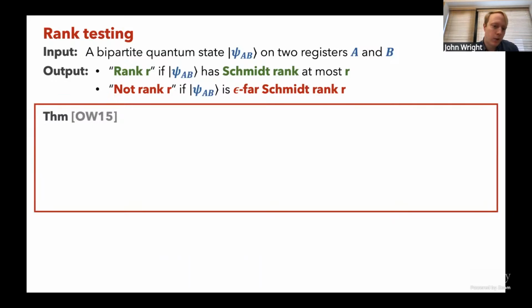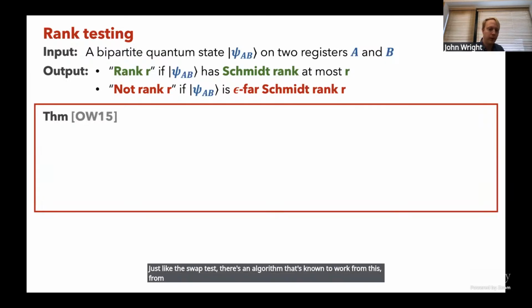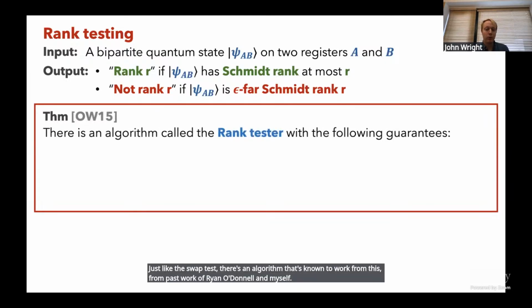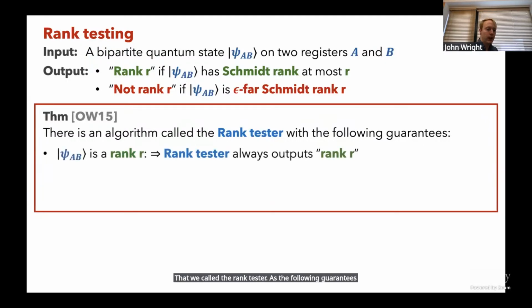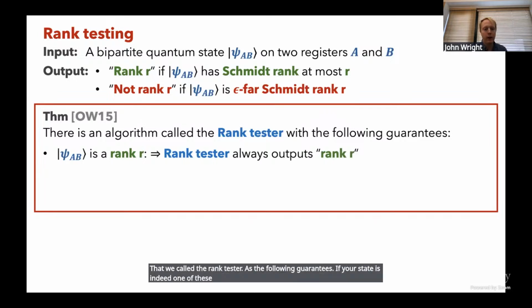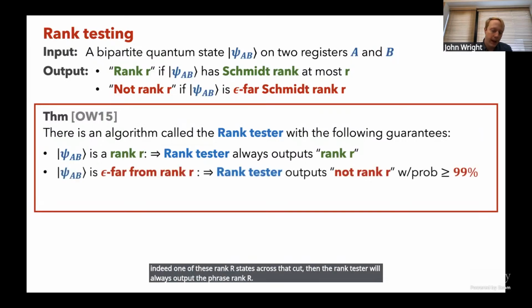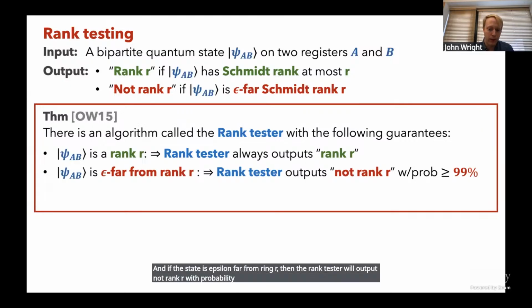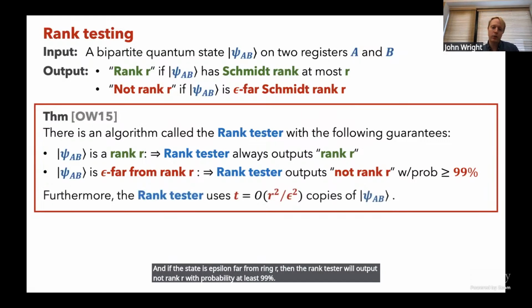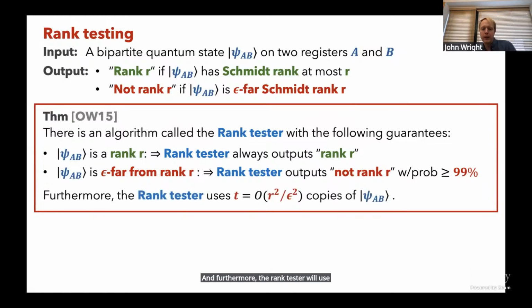Just like the swap test, there's an algorithm that's known to work from past work of Ryan O'Donnell and myself that we called the rank tester. It has the following guarantees. If your state is indeed one of these rank R states across that cut, then the rank tester will always output the phrase rank R. And if the state is epsilon far from rank R, then the rank tester will output not rank R with probability at least 99%. And furthermore, the rank tester will use a small number of copies, R squared over epsilon squared copies of psi.